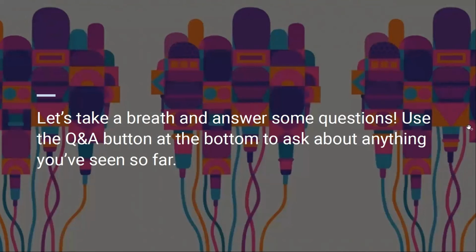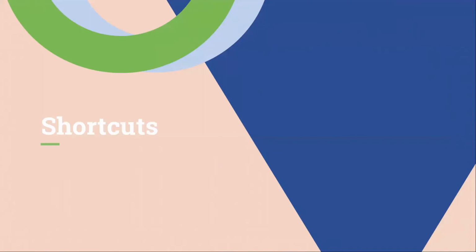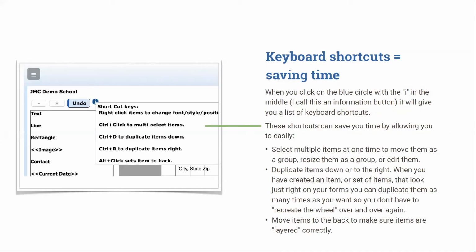I'm going to show a few shortcuts then too, and then we have a chance to do some questions at the end also. This is our last section here. So there are some keyboard shortcuts that we have included for this form designer, so you don't have to remember absolutely everything on how to do things. And it saves you a lot of time. It's right there. So this little blue I button is the information button, I call it. It'll give you a list of keyboard shortcuts. And they can save time by just reminding you how to multi-select items, how to change font style position of a group or a single item. And it shows you how to duplicate items down and to the right. And I'm going to show you how to do that also right after this screen here.